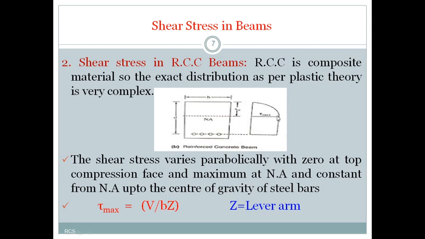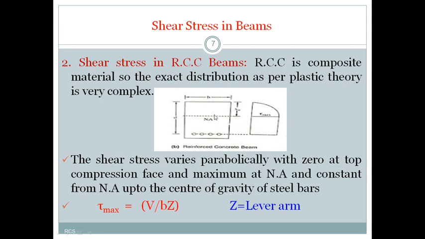So it is a parabolic portion. Here we have a compressive force. It is a rectangular portion. Here we have a tensile force. The distance between these two forces is called the lever arm. Right? But it is a complex phenomenon.